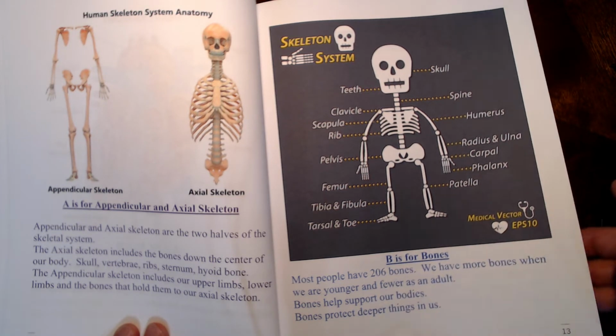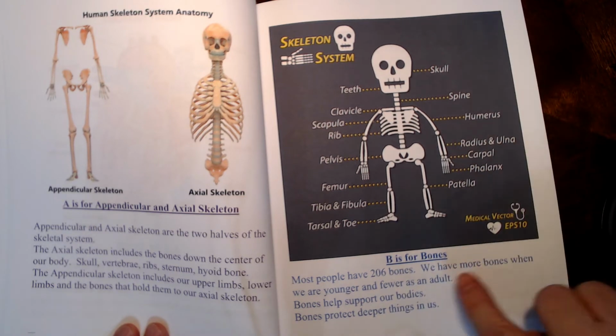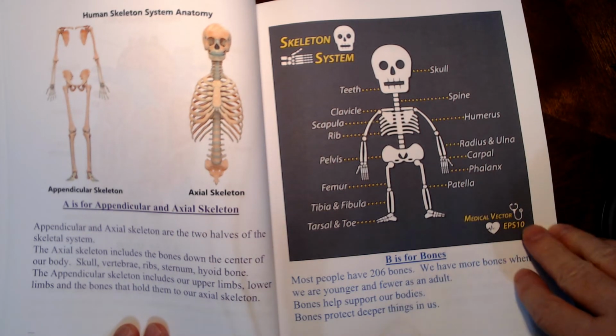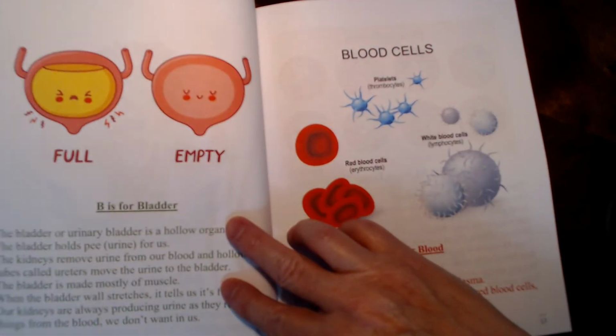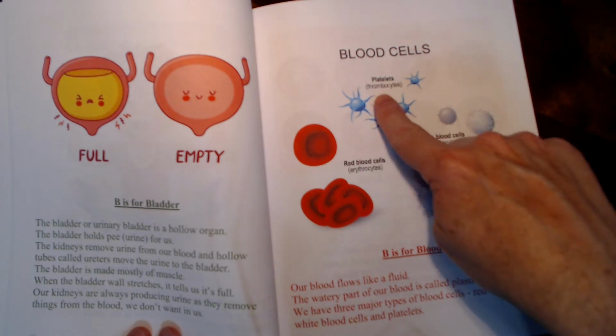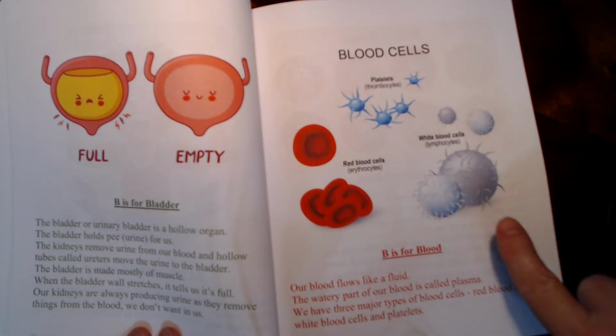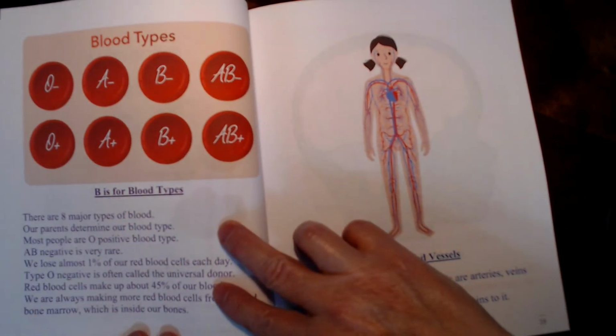We get over to B over here, bones. You can see there's a very simple skeleton with just some of the larger bones identified. And again, there's always little simple basic facts underneath each one. You see B cells and bicep muscles and bladder and blood and so on down the line. And notice how you get just to mention little pieces like there's the major types of blood cells. And then you see some other facts right here below it.